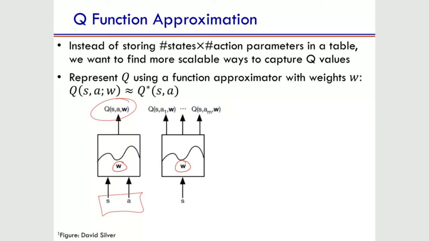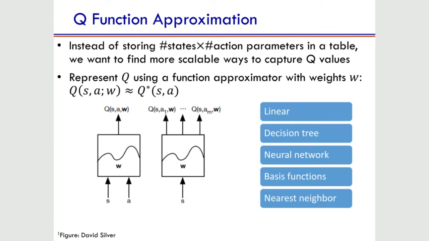Or you can have a slightly different representation where you say, given the state, let's say there are 4 actions, for each of the 4 actions, what's going to be the q value? So that will be 4 numbers. As I said, you can use any approximate function, any function actually: linear functions, decision trees, neural networks, or even nearest neighbor methods to work with this.